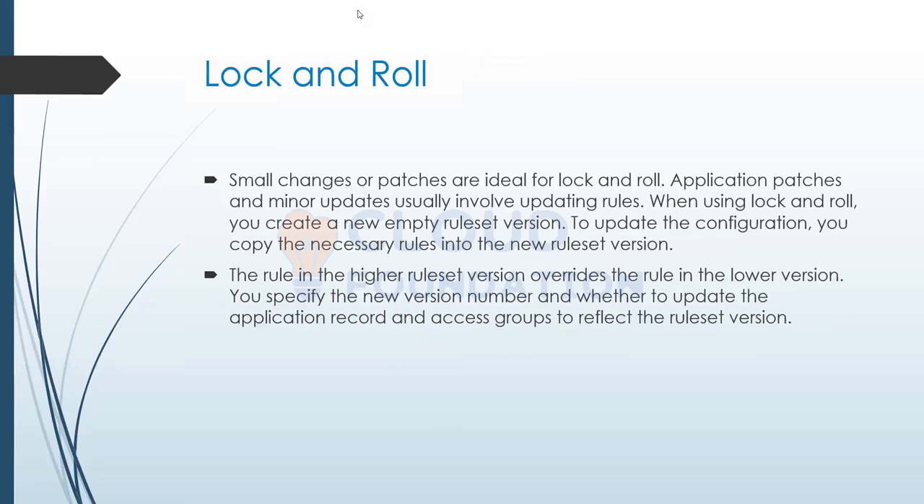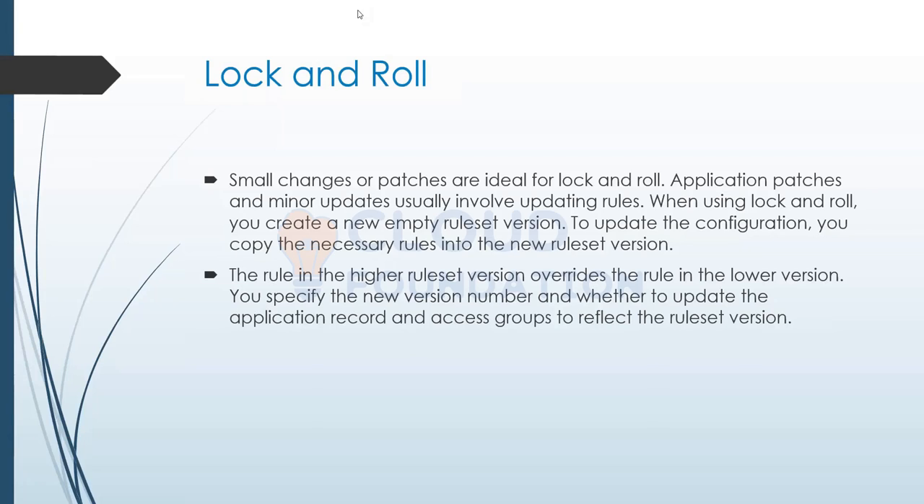We will generally go for the lock and roll option. Lock as in you are locking the current rule set and you are rolling the changes into a new rule set. That's why it's called lock and roll. What happens? You are locking the current rule set and you are rolling the changes into the immediate next higher rule set.